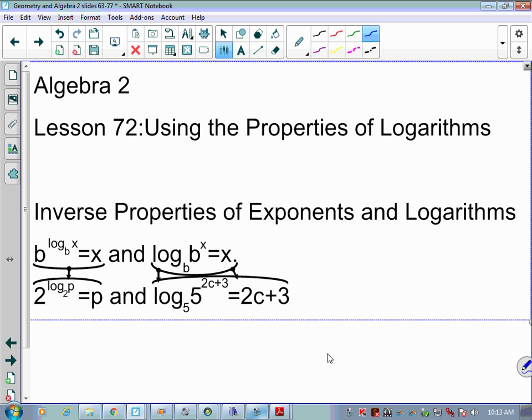So the very first thing that we come up with is the inverse property of exponents and logarithms. Okay, so this is somewhat complicated. All this stuff is in your book. I just took the time to try to put it in a slide format for you.